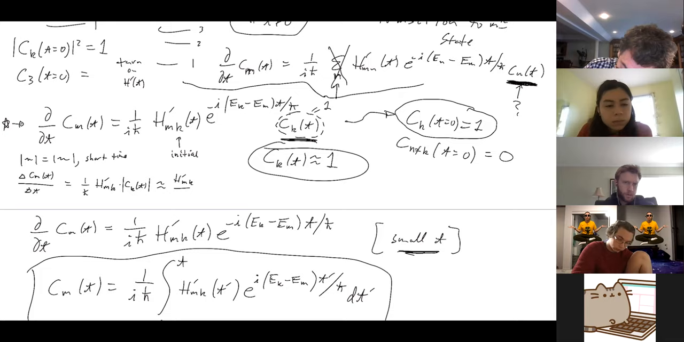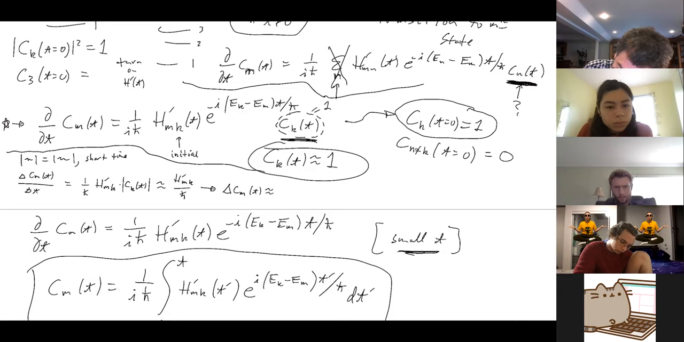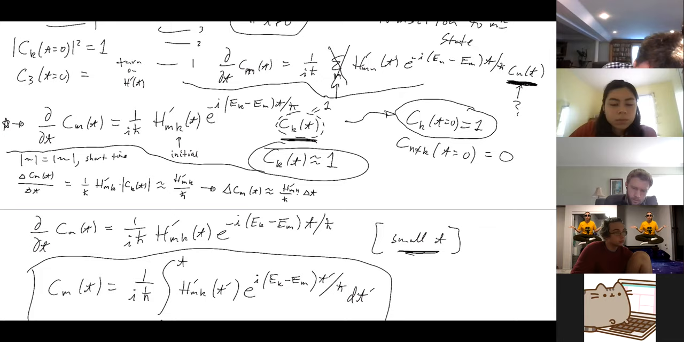So then let's take this little sidebar of math and notice that I can say delta Cm of t is approximately equal to h prime over h bar times, that's the matrix element mk, times delta t. Do you see that? I got that? I just brought the time over.